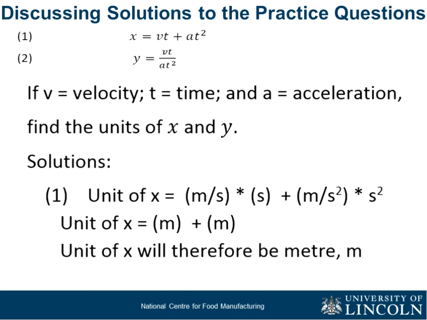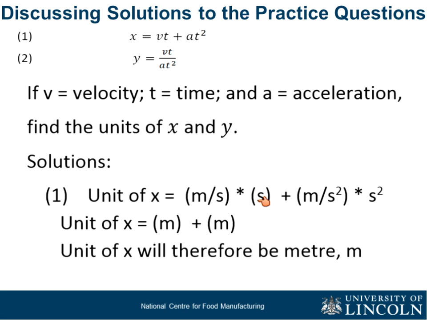Now, let's look at what I've done. The unit of s will be the unit of velocity, which is meter per second, multiplied by the unit of time, which is in seconds. You could see that here. Plus the unit of acceleration, meter per second squared, multiplied by the unit of time, seconds squared. Now let's look at what we have: meter per second multiplied by seconds.